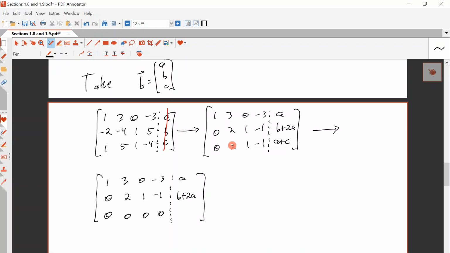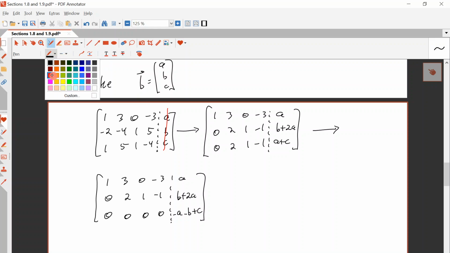I'm subtracting row 2 from row 3. So I got a plus c minus b plus 2a, so that's a minus 2a, so that's minus a minus b plus c, right? a minus 2a, 0 minus b, and c minus 0.